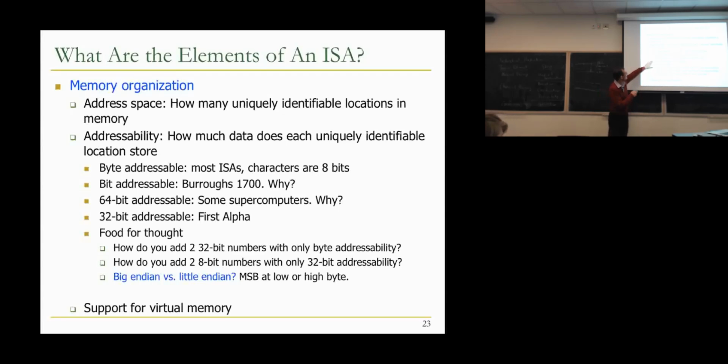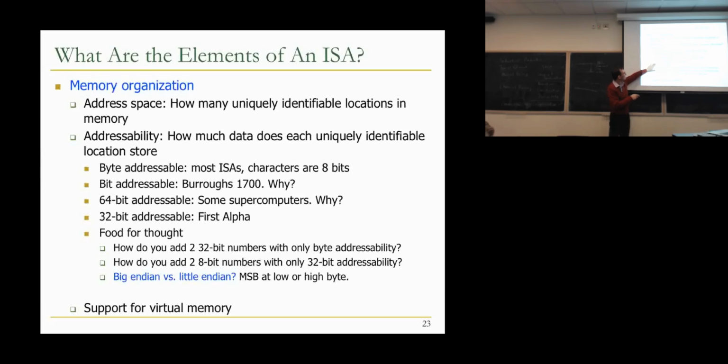You could actually have a 64-bit addressable machine. In this case, your granularity of addressability is higher, 8 bytes. Some supercomputers actually had that because they operated on values as large as 64 bits. They didn't really need to address every single byte. So again, this shows how you can tune the ISA to your design point. If you're running only supercomputer jobs where elements are 64 bits, maybe this is a good design choice for that design point.